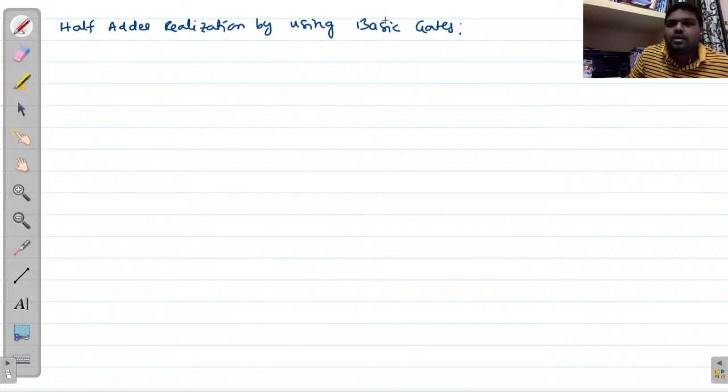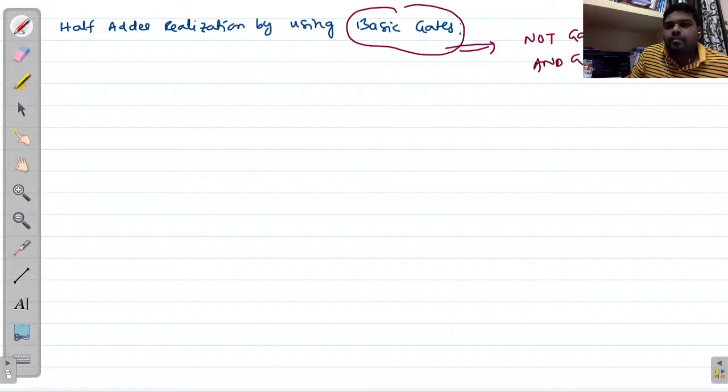Basic gates means what? We have 3 gates: the NOT gate, the AND gate, and the third one is the OR gate. So with the help of these 3 gates you can construct this half adder. So don't use extra gates and don't use universal gates. That is the question.